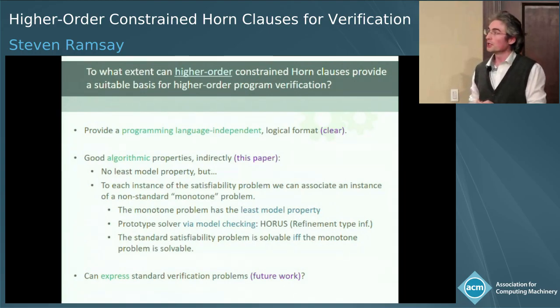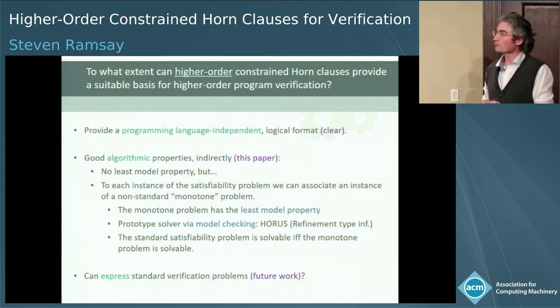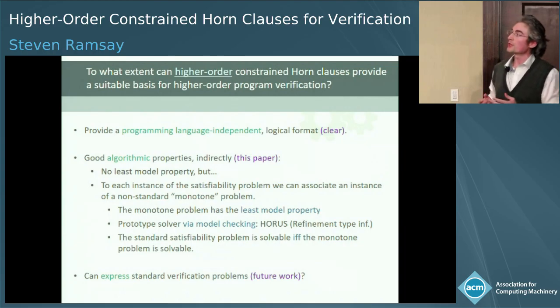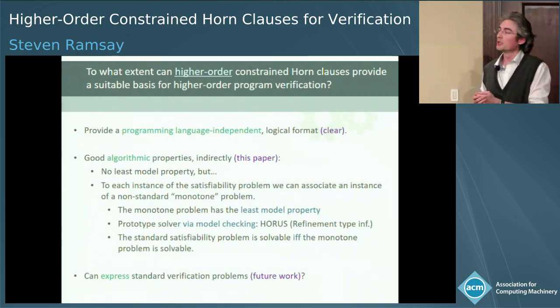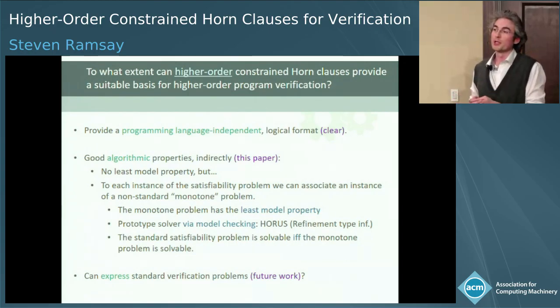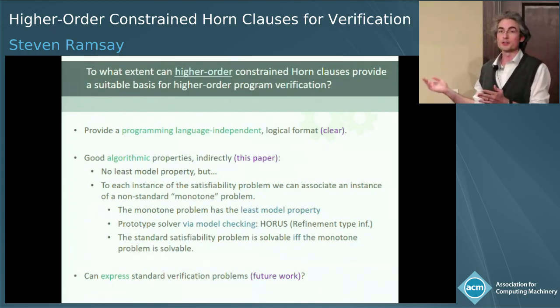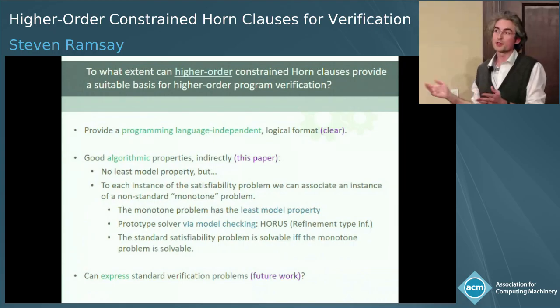Furthermore, we can build an efficient solver that uses all the technology that's already known from higher-order program verification, in this case, refinement type inference. And then we show that there's no loss in considering this other non-standard problem, because each instance of the satisfiability problem that we started with is related to the instance of the non-standard problem that we associate with it by being equisatisfiable, equisolvable.